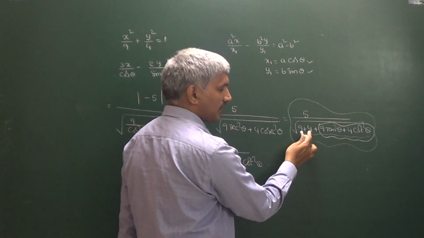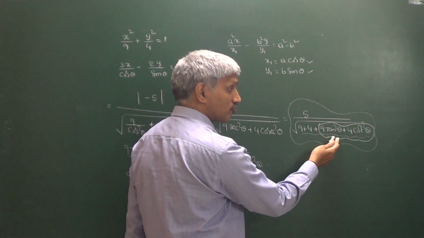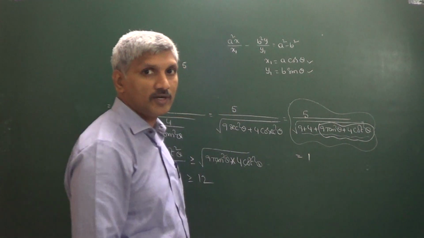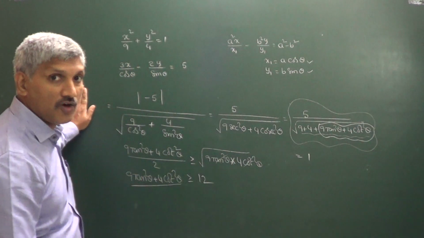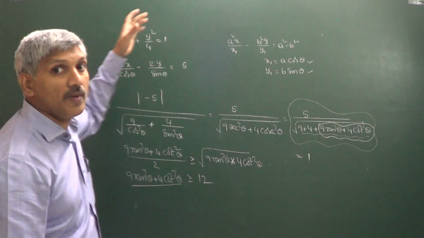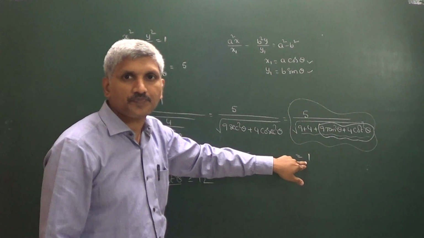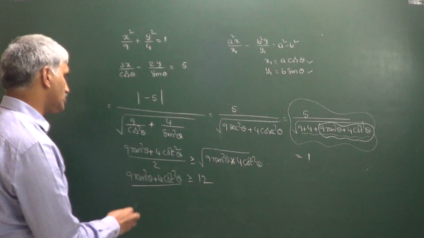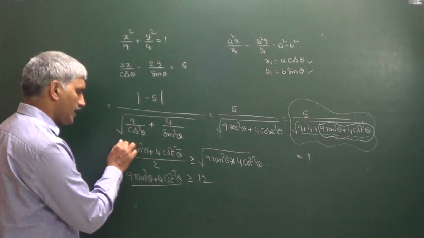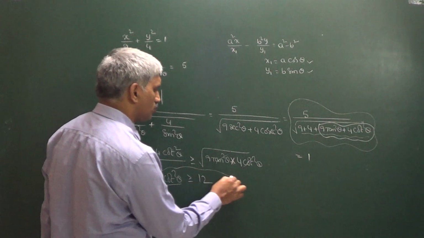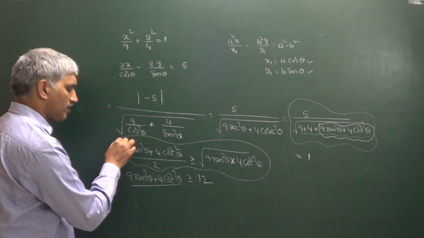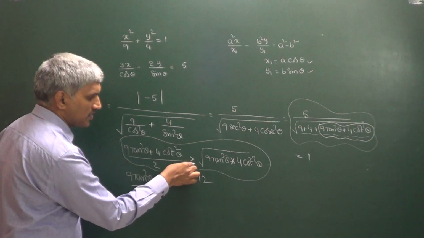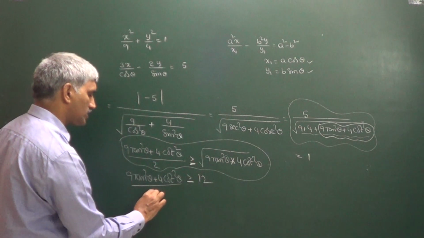9 plus 4 is 13, plus 12 is equal to 25, under root is 5. 5 cancels, you will get 1. That means from the center of the ellipse to the normal, the maximum distance is 1. But when will you get that maximum distance? I applied here arithmetic mean greater than or equal to geometric mean, with equality possible when the numbers are the same.